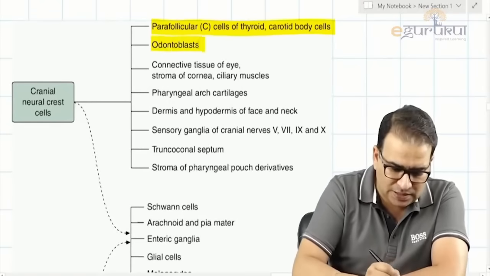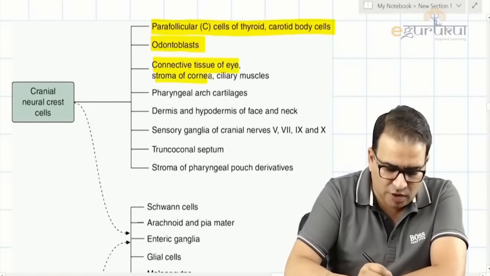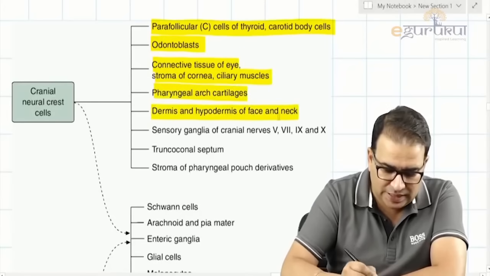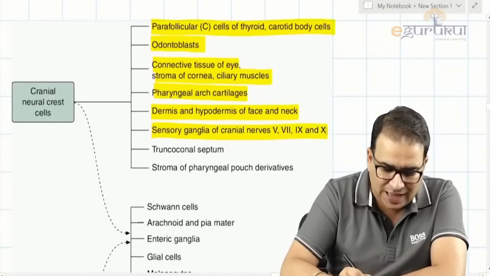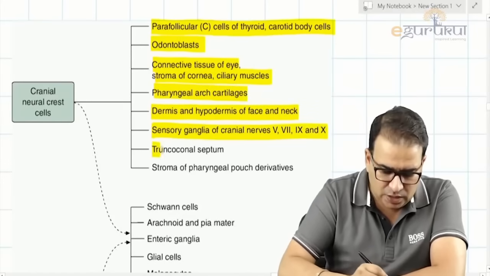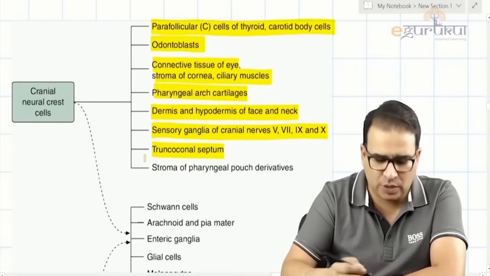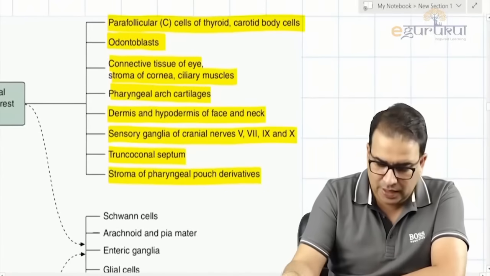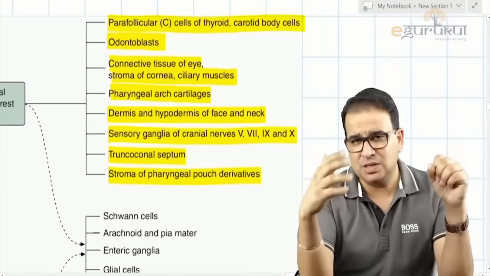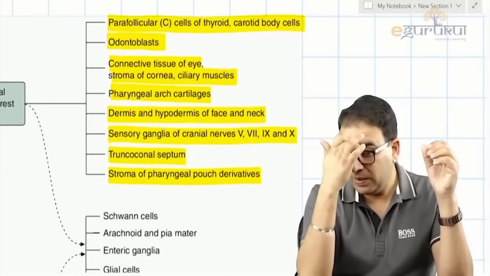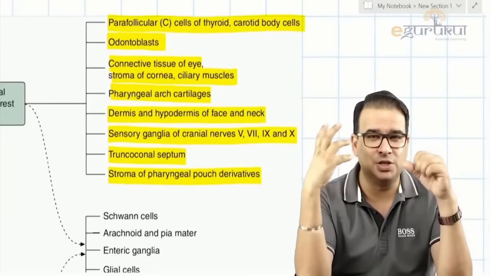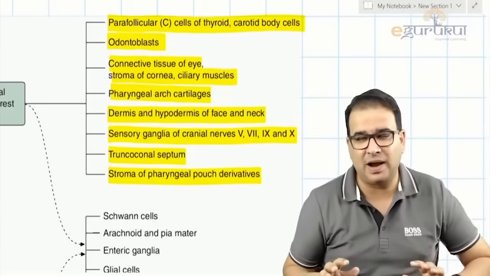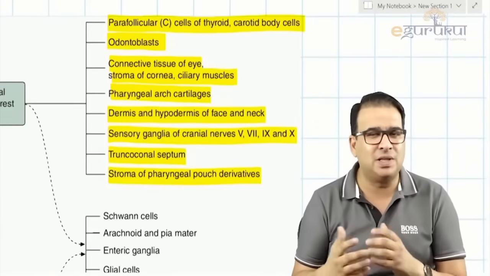Odontoblasts, connective tissue in the eye, stroma of the cornea, ciliary muscles, pharyngeal arch cartilages, dermis and hypodermis of the face and neck, sensory ganglia of the 5th, 7th, 9th and 10th nerves, the conotruncal or spiral septum, and stroma of the pharyngeal pouch derivatives. It's not easy to remember everything derived from the neural crest cell because the list goes on and on. My suggestion is to compare the structures in the head and neck region with the corresponding structures below the head and neck. This may not be the right way to approach it, but it usually helps to fetch the right answer.